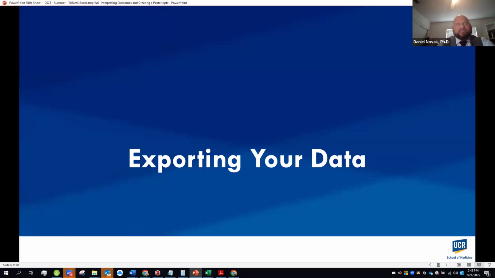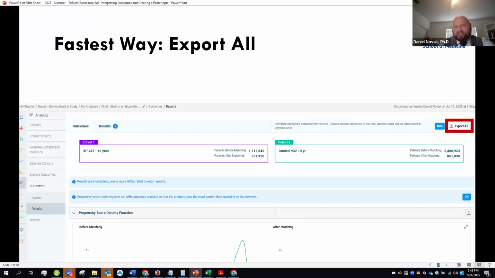We talked about this at the end of session 4, but this is exporting your data. We're going to come back to this in a little while as to why this is a useful practice. Sometimes you want to export all of your data, your findings from your study, out of TriNetX. And there's a couple of reasons for that.